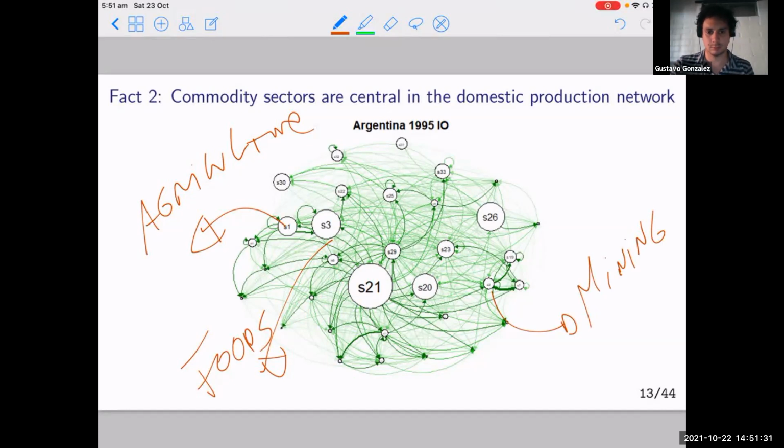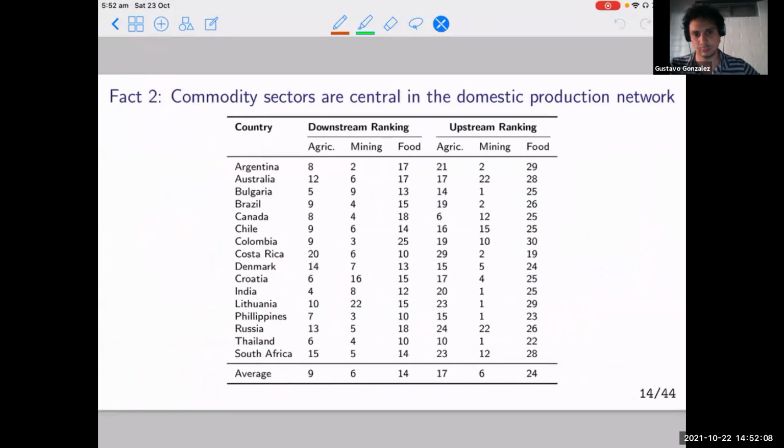So we can see mining providing a substantial amount of intermediate inputs to sector 7, which in this case I don't have at the top of my head, and also sector 19, and then the arrow indicates providing intermediate inputs, but you also see arrows coming to commodities because commodities also use a substantial amount of intermediate inputs. In the next table, I'm going to highlight more precisely how they are connected, but this figure intends to show that these three commodity industries are highly connected upstream and downstream. This one is the table that I was talking to you about before.